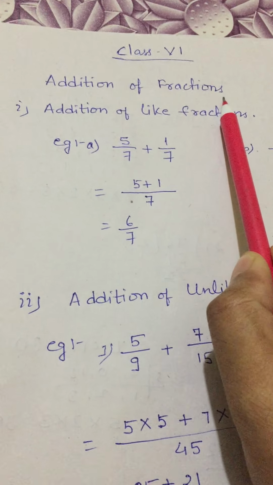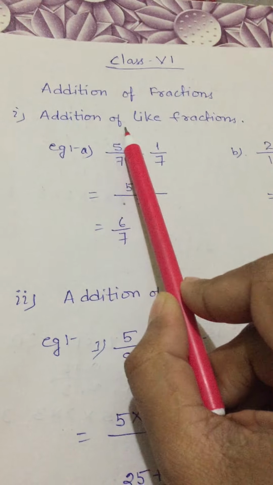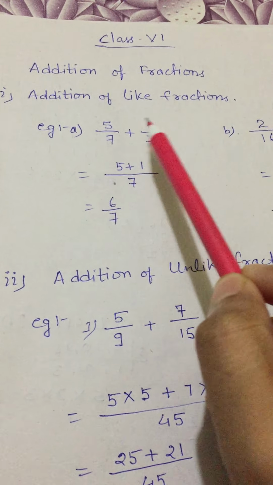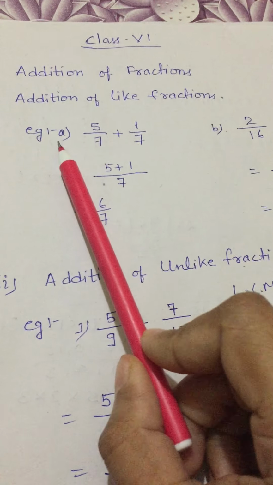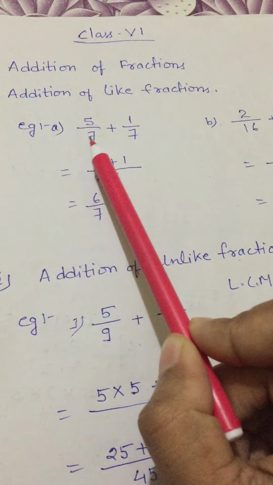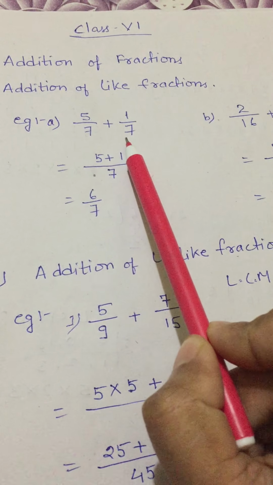Addition of fractions. First one is addition of like fractions. Like fractions means fractions in which denominators are same. See first example, 5 by 7 plus 1 by 7. In both fractions the denominator is 7.